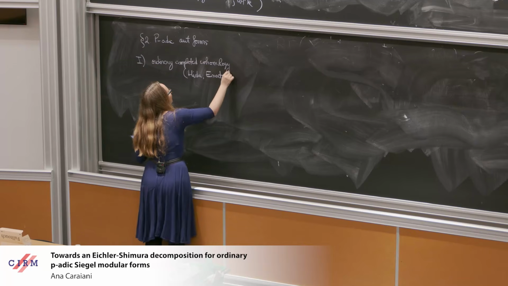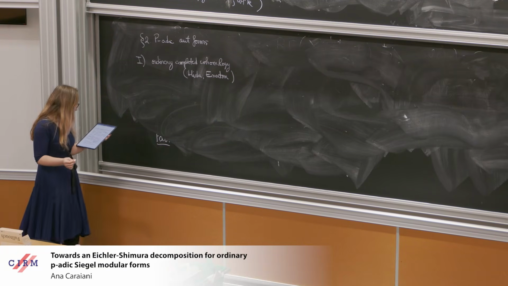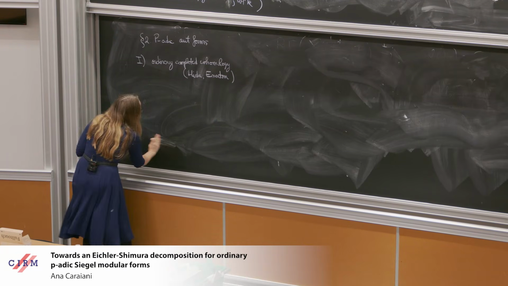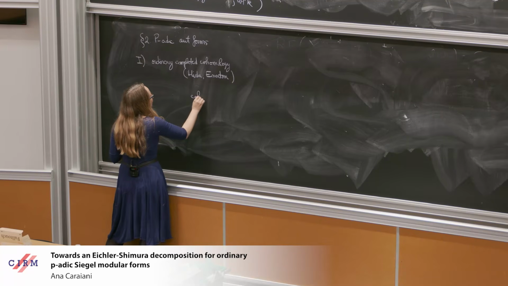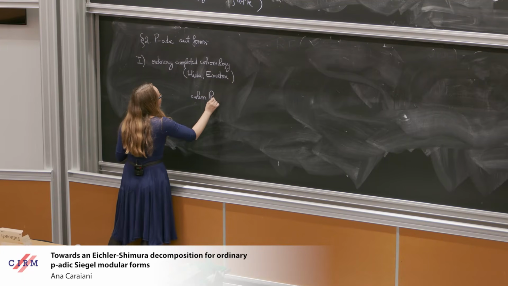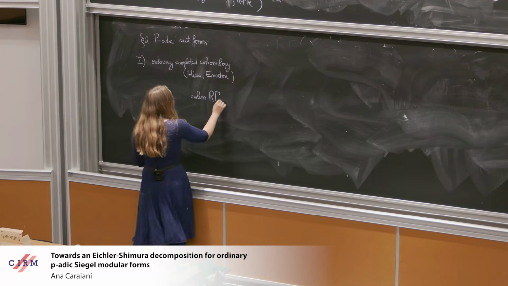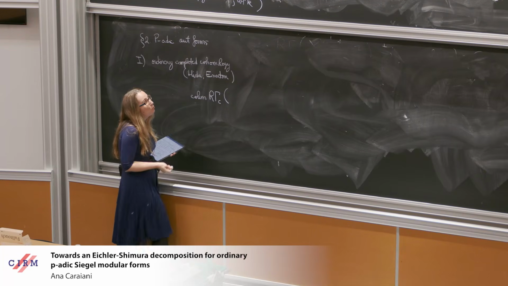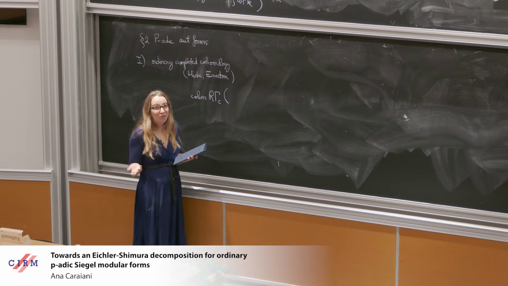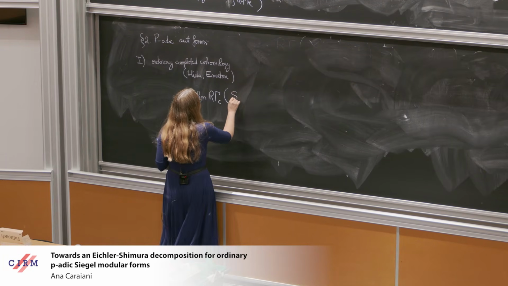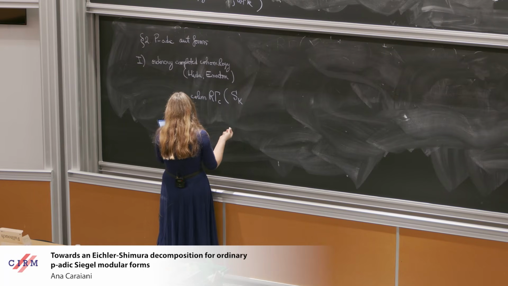And I'll explain Emerton's construction. I guess at this conference already we've seen completed cohomology quite a bit, right? So in this setting of higher, from now on, my group is always GSp_{2g}, and my Shimura varieties are always Siegel modular varieties.